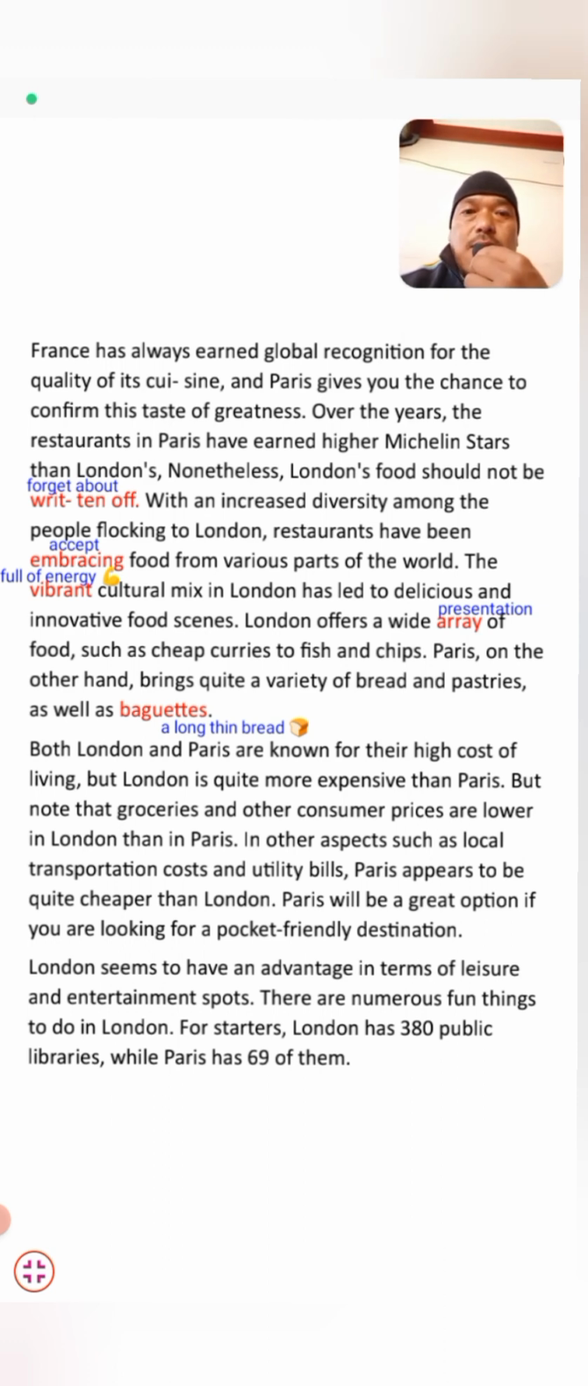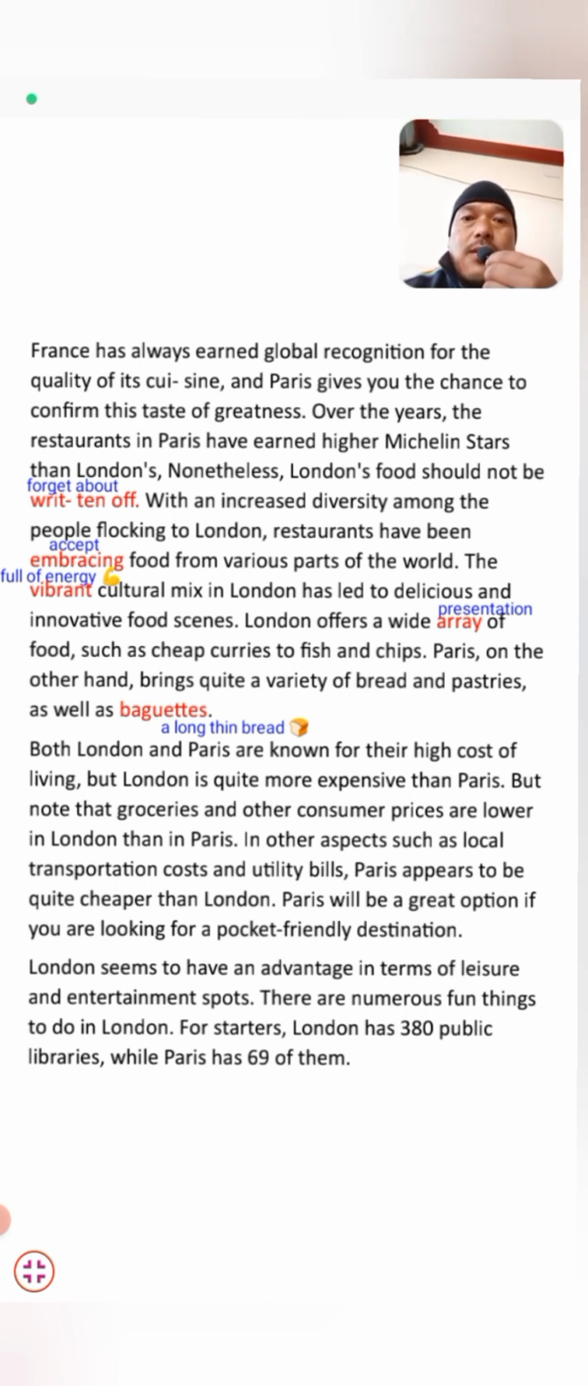France has always earned global recognition for the quality of its cuisine, and Paris gives you the chance to confirm this taste of greatness. France has always gained recognition and respect for its variety of quality foods, and Paris really gives you the chance to taste their cuisine and enjoy a variety of foods.